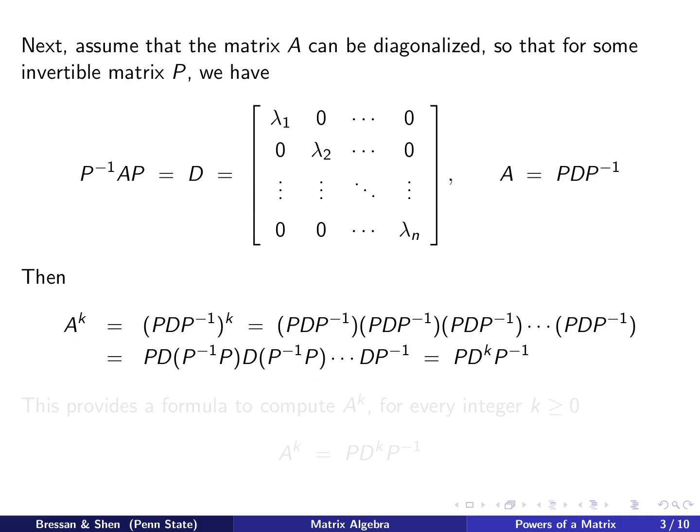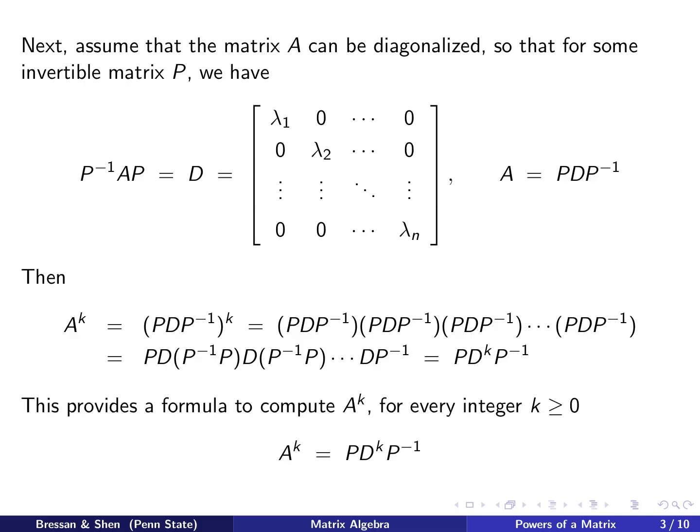What remains in the middle is D times D times D, k times. So it's D to the power of k. So we have P times D to the power of k times P inverse. Now we have derived a formula to compute A to the power of k for every number k. This equals P times D to the power k times P inverse.